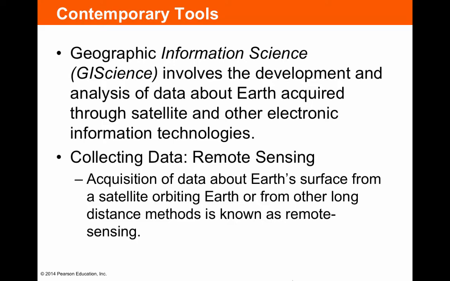So geographic information science involves collecting data through remote sensing. Remote sensing is the acquisition of data about Earth's surface from a satellite orbiting Earth or from other long-distance methods.